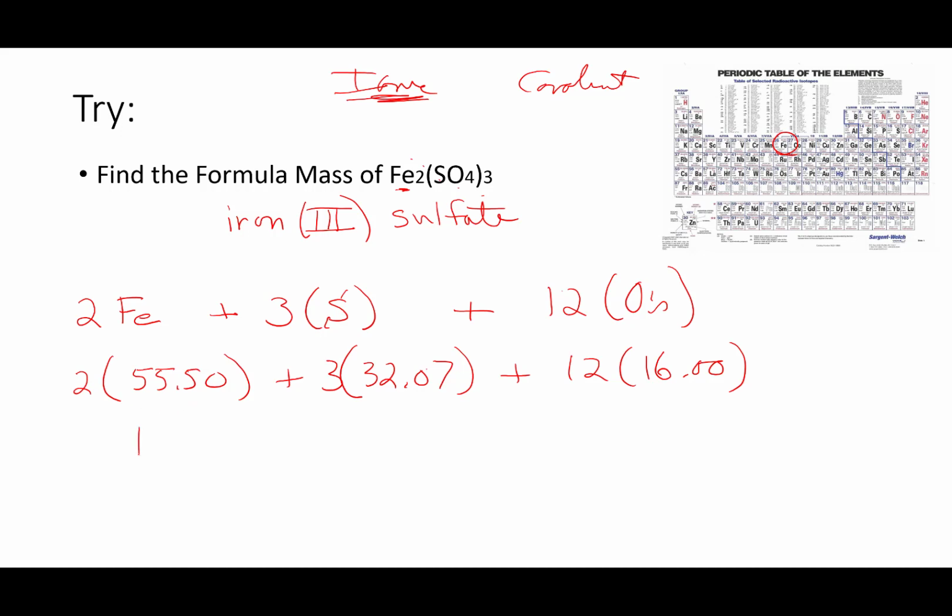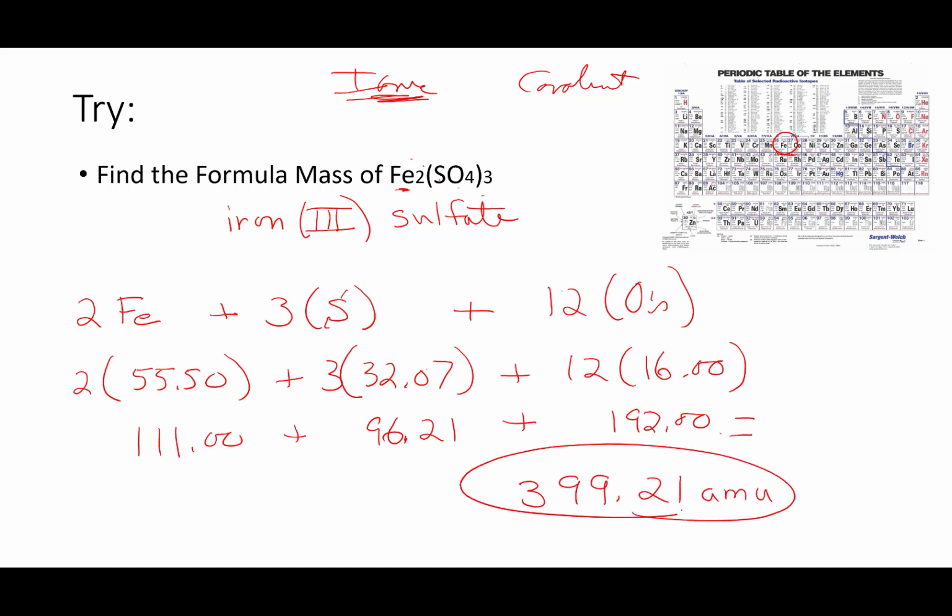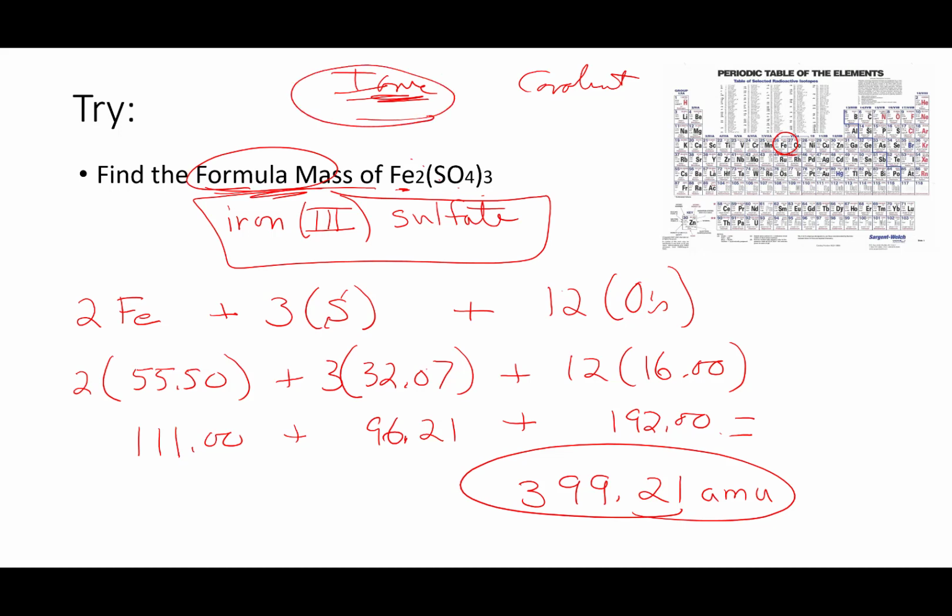2 times 55.50 is 111, how's that? 3 times 32.07 is 96.21. 12 times 16 is 192. And when I add all that together, I got 399.21 atomic mass units is the formula mass of iron 3 sulfate. Why is it called formula mass instead of molecular mass? Because it is an ionically bonded compound.